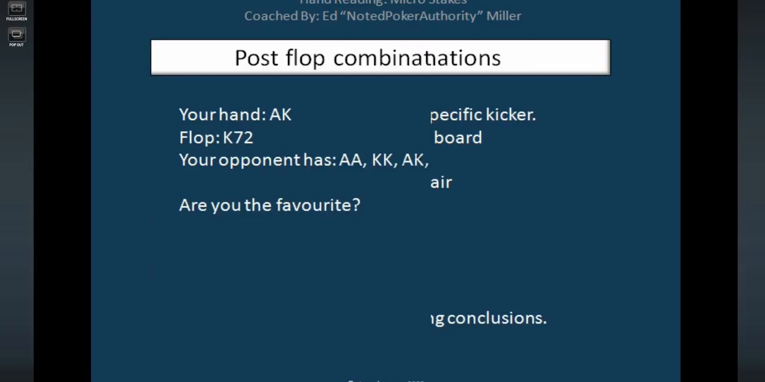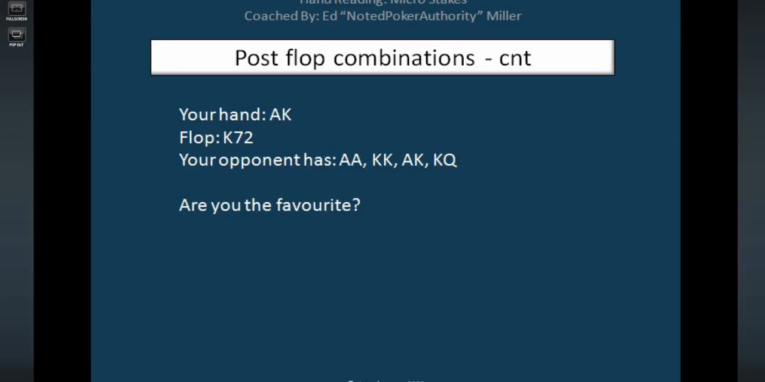So this can lead to some interesting conclusions. Let's look at another example. So now instead of pocket deuces on that king-7-deuce flop, you have ace-king. And you think your opponent maybe re-raised preflop or something, and for whatever reason you think your opponent has one of 4 hands. You think your opponent has pocket aces, pocket kings, ace-king, or king-queen.